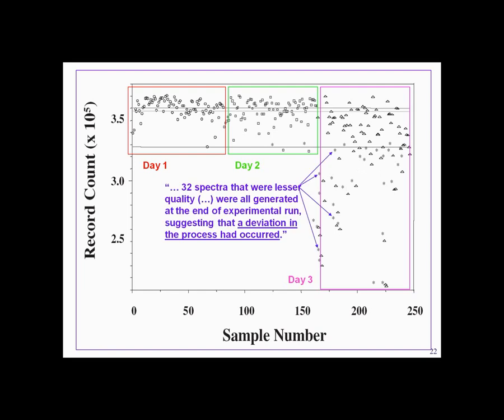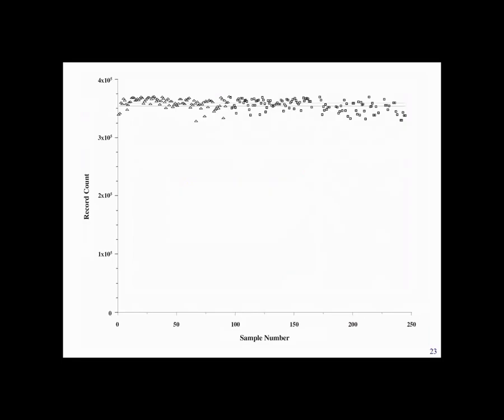Now they themselves indicated that there were 32 spectra that were lesser quality, and they were generated at the end of the experimental run, suggesting that a deviation in the process had occurred. So what happened in this experiment is that on day 3, they had problems with the quality. Okay? Now, this is not a problem. This happens, of course.